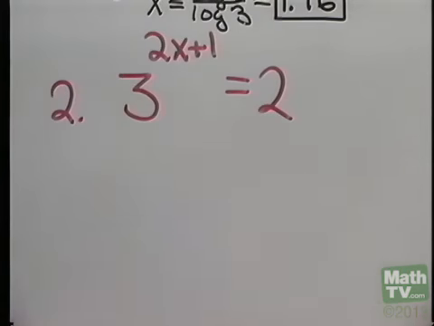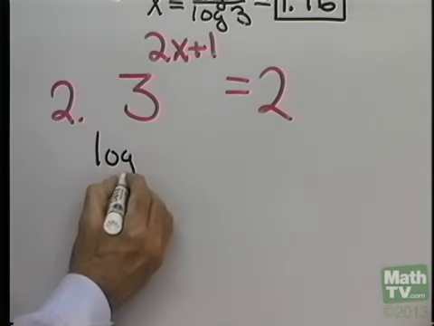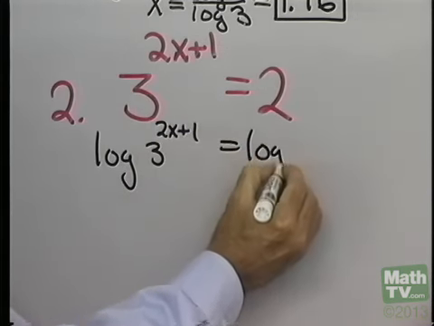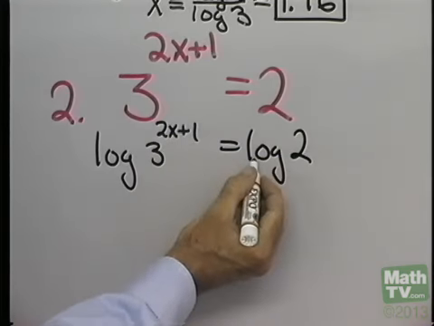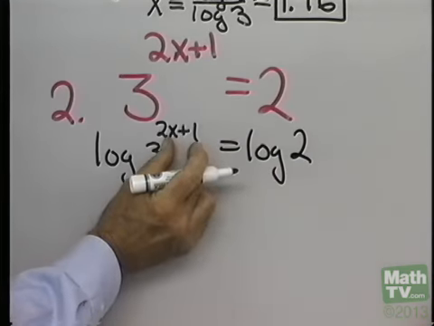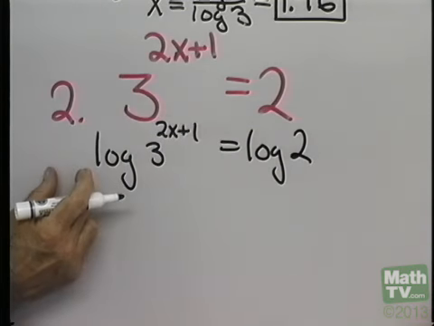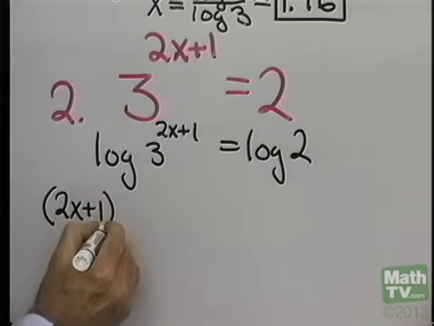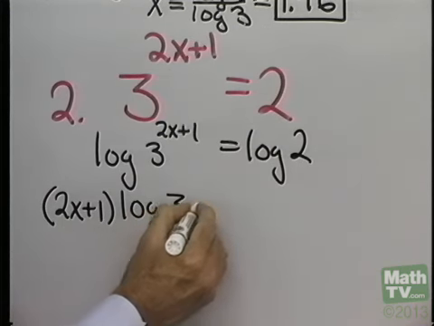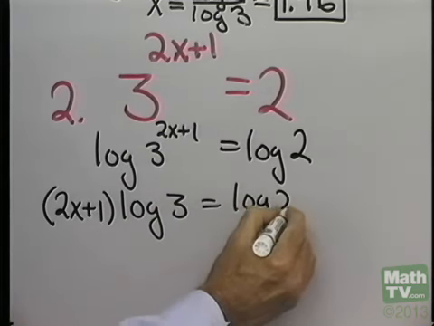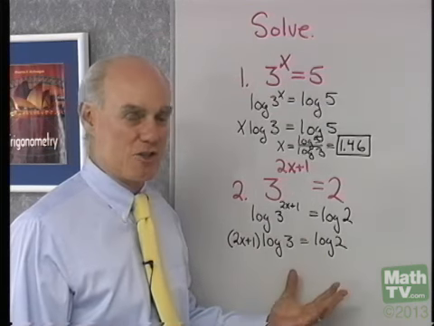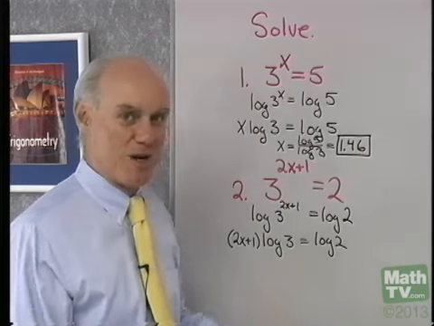Here's another one. 3 to the 2x plus 1 is equal to 2. I'll do the same thing and take log base 10 of both sides. So log base 10 of 3 to the 2x plus 1, log base 10 of 2. I'm going to take this whole exponent right here and move it out as a coefficient using property 3 for logarithms. So I have 2x plus 1 times the log of 3 is equal to the log of 2. Now at this point, there's a lot of different ways to go through here and solve for x. I'll show you the way that I like to do it. There's other ways to do it too, but let me show you my way first.